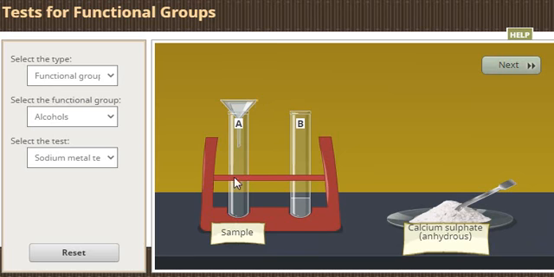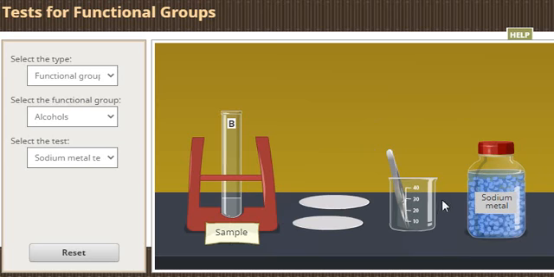Now this is our first step. In the next step, this is the forceps, this one is the beaker, and this is a bottle in which the sodium metal is present. This bottle contains the sodium metal. We all know very well that sodium is always kept in a kerosene bottle. It is not kept in a water bottle. It is always kept in kerosene.